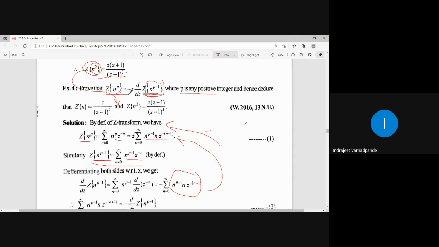n to the power p, any power of n is multiplied, उसके 1 पावर लेस का z ट्रांसफॉर्म का डेरिवेटिव इज नथिंग बट द आंसर.